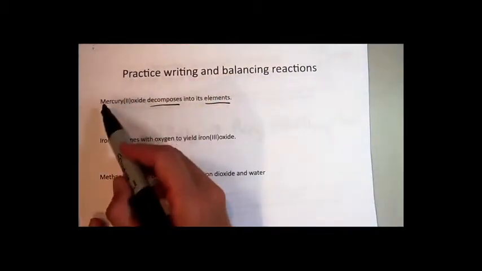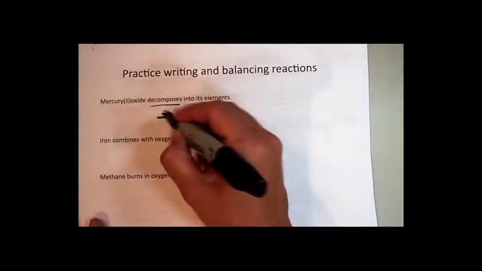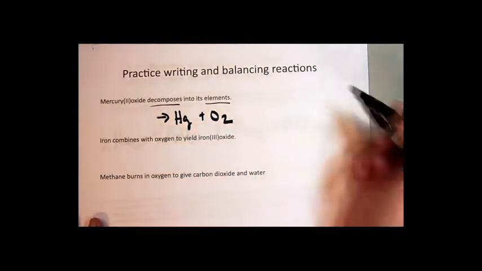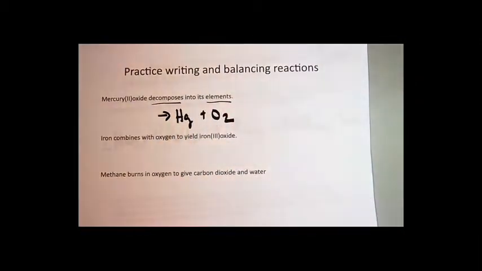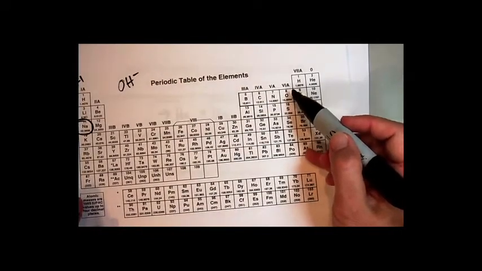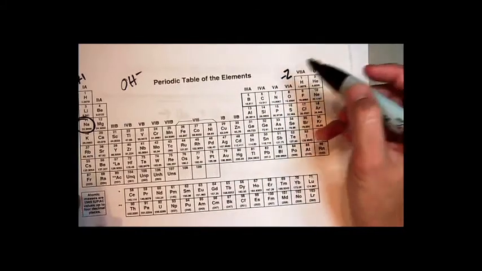Well, what are the elements that make up mercury 2 oxide? Just mercury and oxygen. So I know it's just going to be mercury and oxygen on the right-hand side, because those are the way we write those two elements. Mercury 2 oxide, how do I write that? Well, you can find oxygen on the periodic table. It's in group 6. That means it's going to carry as an anion a 2- charge.